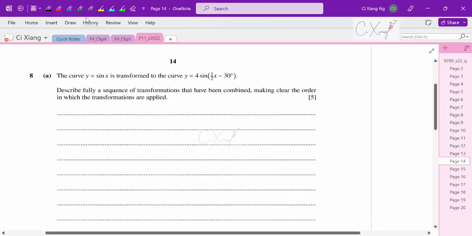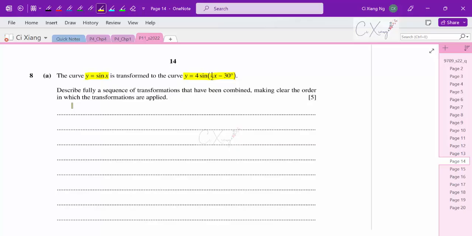So we come to question number 8. Alright, so we have the curve y equals sine x transformed to this curve y equals 4 sine half x minus 30. They want us to describe fully the sequence of transformations that has been combined, making clear the order in which the transformations are applied. Maybe you can try to focus on x first.